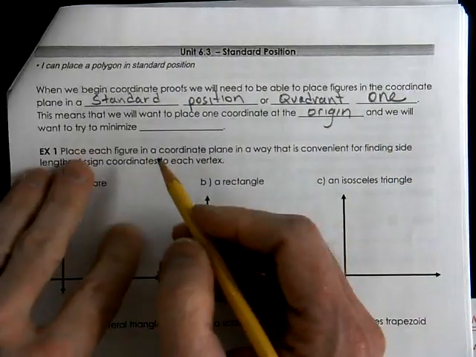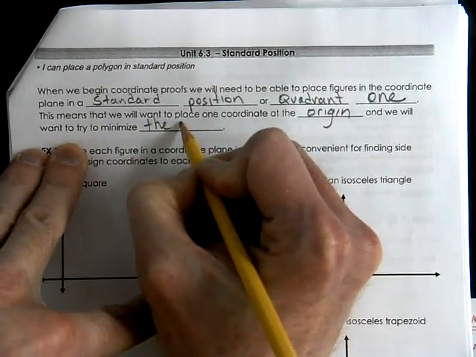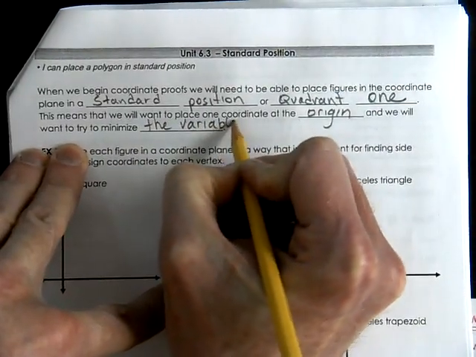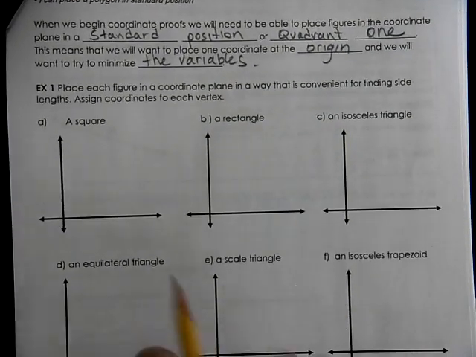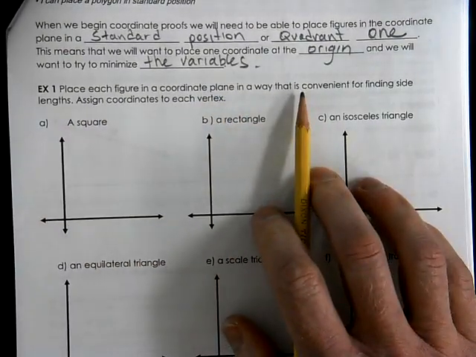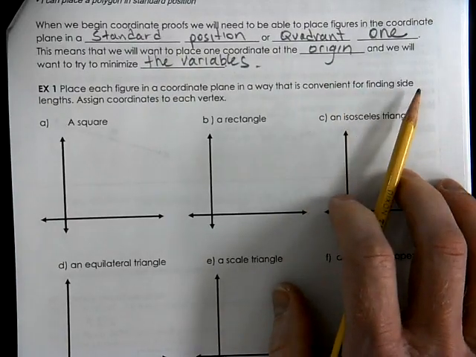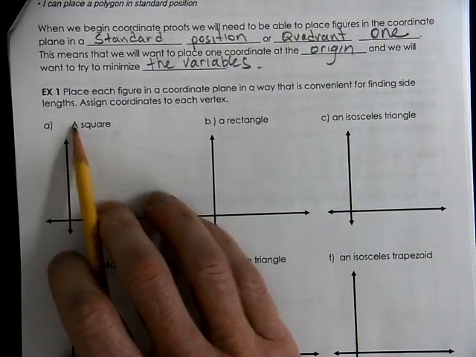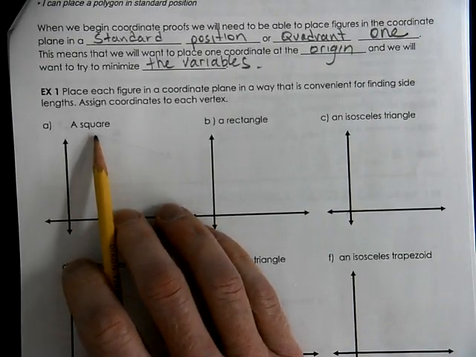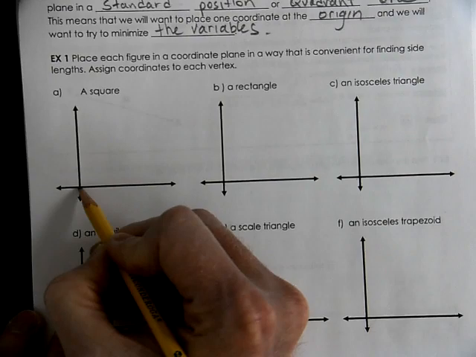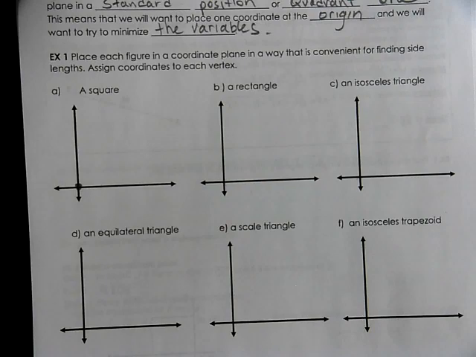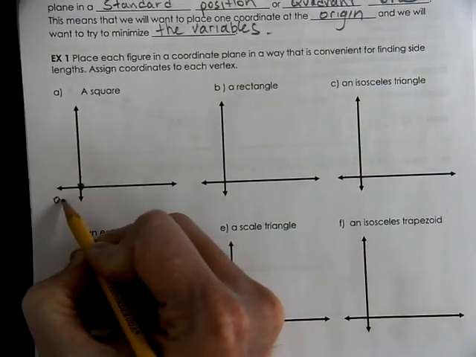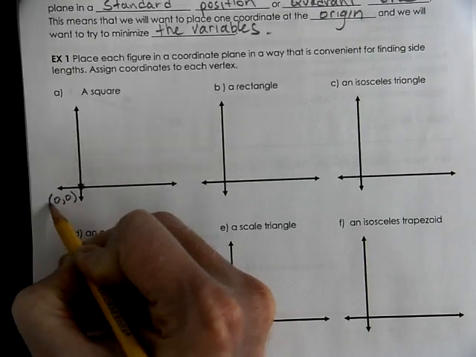And we'll want to minimize the variables that we're using, and we'll talk about that. So here we're going to place a figure in the coordinate plane in a way that is convenient for finding the side lengths. So we're going to talk about a square first. As we've stated, we're going to put a vertex at the origin. So we know that that location is going to be called 0, 0.